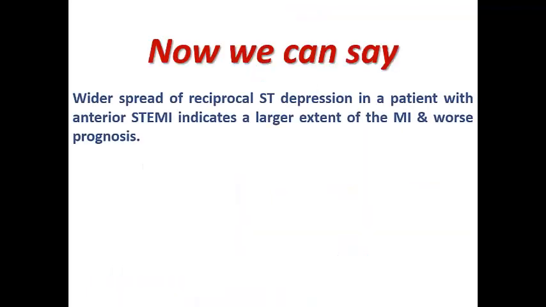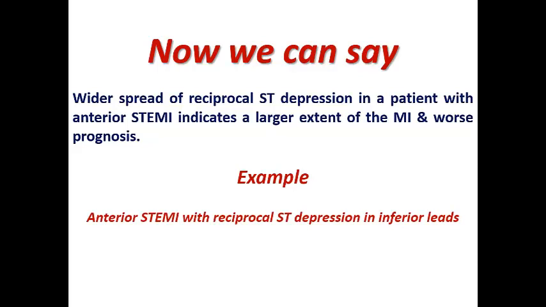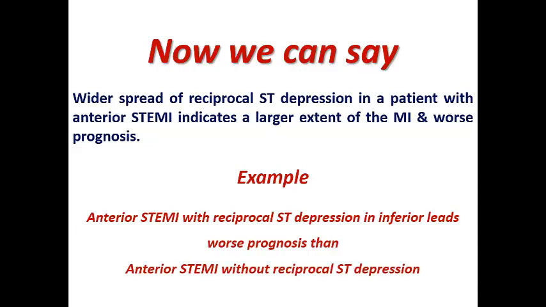So now we can say that the wider spread of reciprocal ST depression in a patient with anterior STEMI indicates a larger extent of MI and worse prognosis. So not only the extent of the ST elevation that indicates the proximal occlusion, but also the reciprocal ST depression. Its presence and its wider spread indicates larger extent of infarction. Example, when a patient is having anterior STEMI with reciprocal ST depression in inferior leads, it indicates worse prognosis than anterior STEMI without reciprocal ST depression due to more proximal occlusion in the first example.